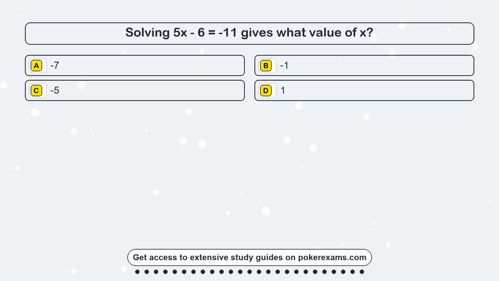Question 9. Solving 5x minus 6 equals minus 11 gives what value of x? Option A, minus 7. Option B, minus 1. Option C, minus 5. Option D, 1.